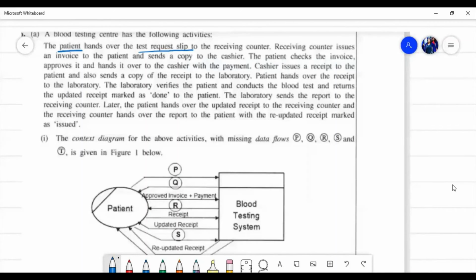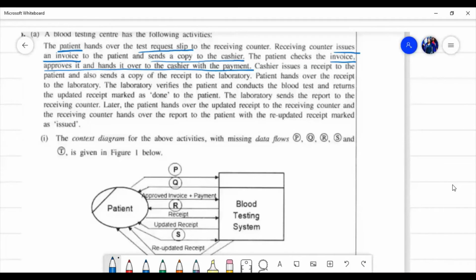The receiving counter issues an invoice to the patient and sends a copy to the cashier. Okay, sends a copy to the cashier. We can't show that because it is not to the patient, right? It is internal happening. The patient checks the invoice, approves it, and hands it over to the cashier with the payment, right?